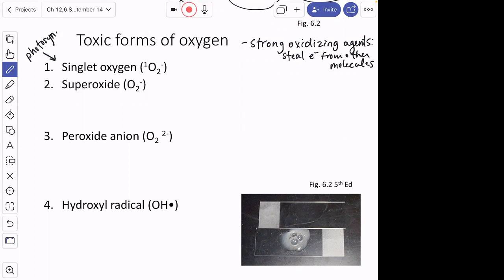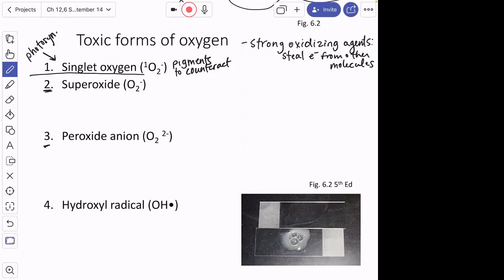How do cells deal with that? They have pigments to counteract it. That's really all I'll say about that, because we don't really talk a lot about photosynthesis in this course, but that's where singlet oxygen comes from. If an organism doesn't photosynthesize, it doesn't have to deal with that. The two that we're going to spend more time on are superoxide and peroxide.